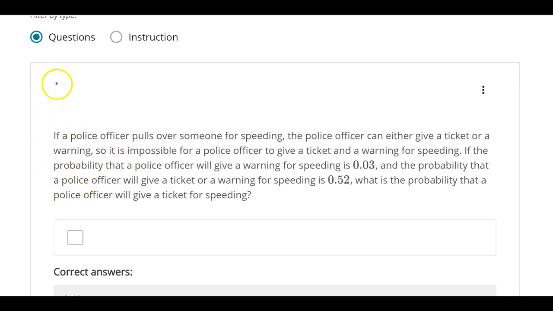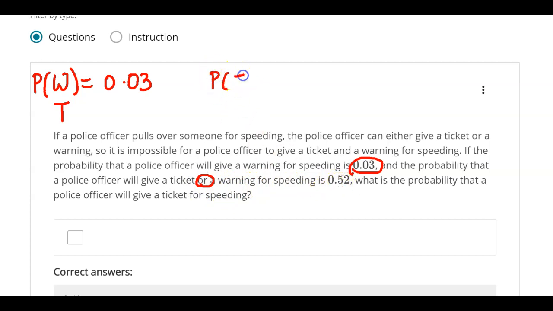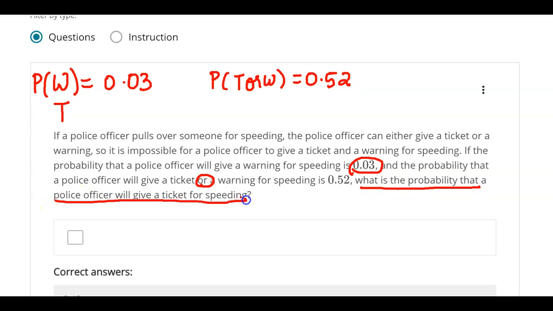If the probability that the police officer will give a warning for speeding is 0.03, I'm going to go ahead and write down. I'm going to say warning is W and ticket is T. So as of now, I know that probability of warning is 0.03. And the probability that the police officer will give a ticket or a warning for speeding is 0.52. What is the probability that the police officer will give a ticket for speeding?